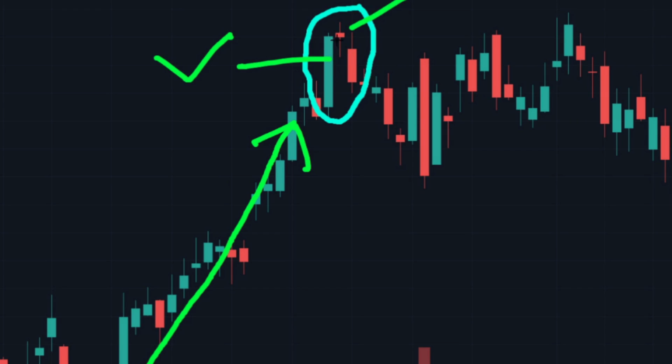The third candle goes deep within the green one. It goes down all the way here. So the criteria for the third candle is also true. We can see that after this pattern, we actually saw a short correction here, but after that, the price continued up.